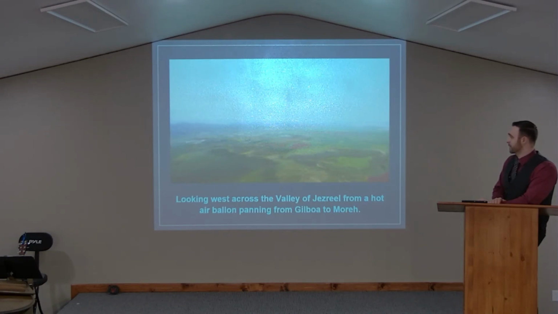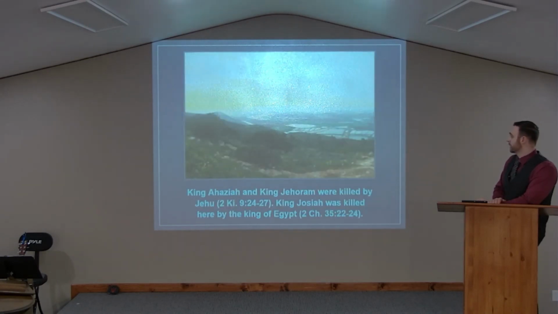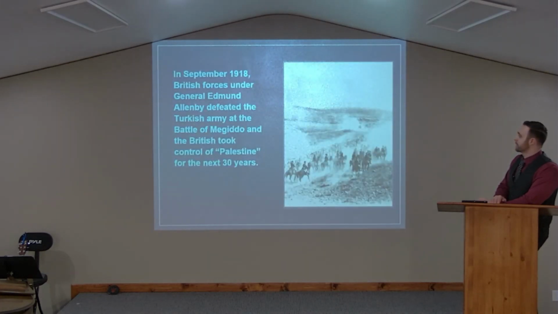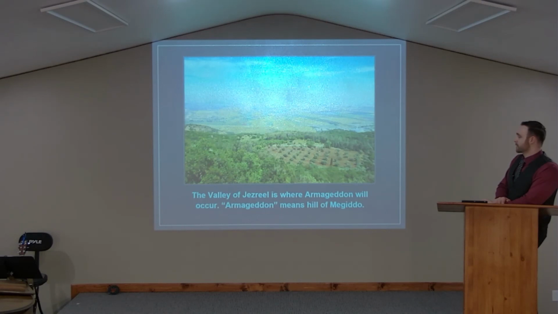Significant in the future. King Ahaziah and King Jehoram were killed by Jehu. King Josiah was killed here by the king of Egypt. A lot of stuff happened here. In 1799, Napoleon routed a Turk force of 25,000 with just 2,000 men. In 1918, British forces defeated a Turkish army there, and they took control. And it's also where the Battle of Armageddon is going to happen. Megiddo, or Armageddon, means Hill of Megiddo. In this big plain, that battle is going to be fought.